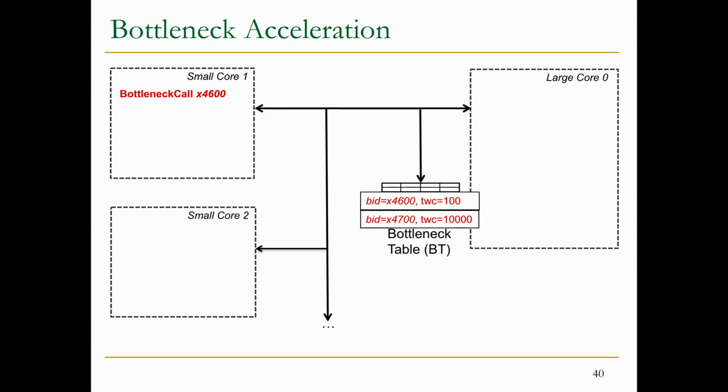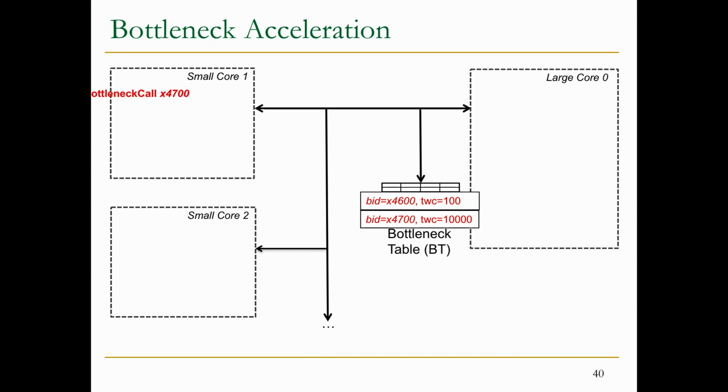Now for that decision-making mechanism, it consults this bottleneck table. It asks the question, I want to execute bottleneck 4600. Tell me where should I execute it. And the bottleneck table checks whether thread waiting cycles is less than some threshold. If the thread waiting cycle is too small, the bottleneck table says, okay, this is not an important bottleneck. It's not limiting anyone, in a sense. It's not as important as something else. So execute it locally. And small core executes it locally, and it's done. Everything else in the bottleneck code happens, basically.